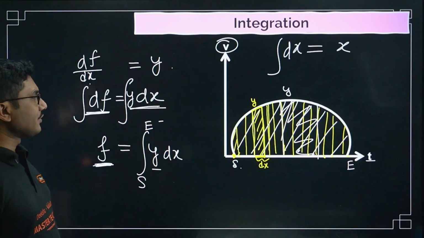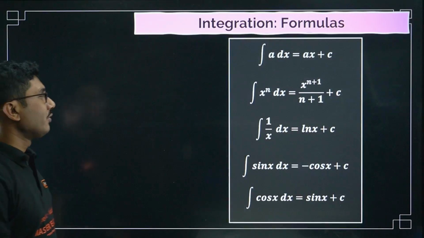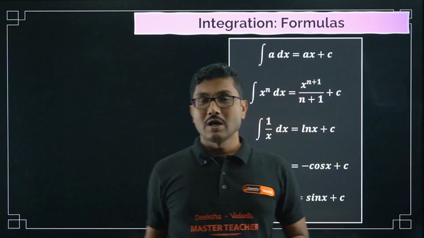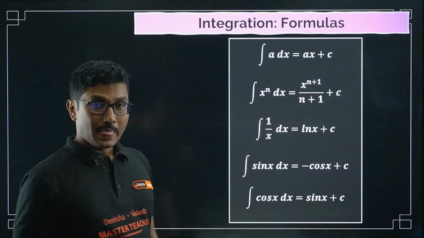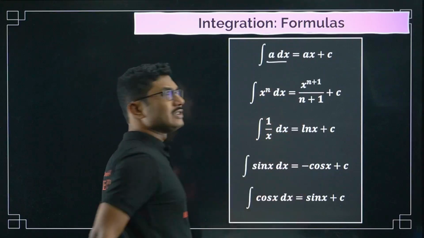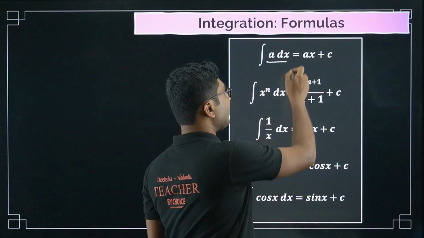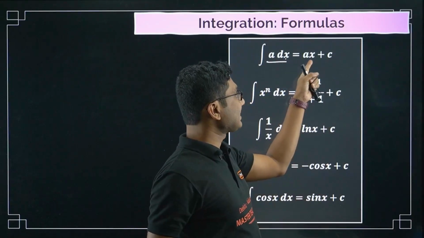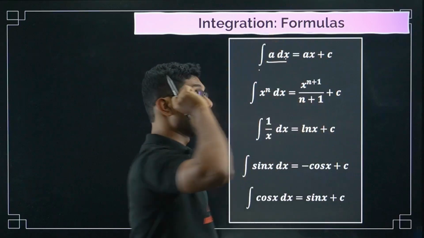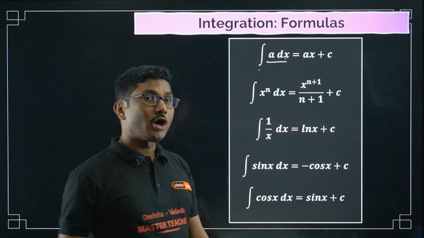Now, similar to differentiation, you also need to remember a few of the integration formulas. In differentiation, the differentiation of a constant is 0, but the integration of a constant is not 0. Integration of a constant will give you ax plus c, with respect to whatever you are integrating. Now, as I said, in physics there will be a starting point and an ending point, and in that case the c will not come.